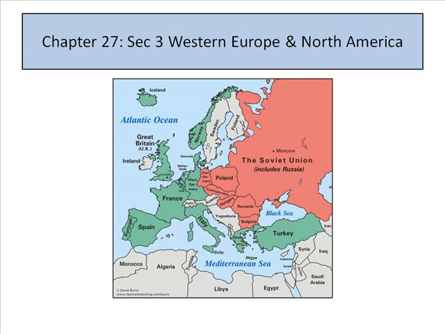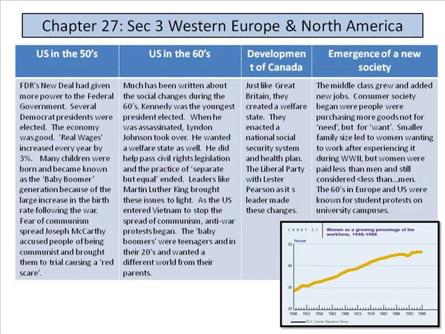And then we will look at this section right there, where we get to look at the United States in the 50s, 60s, the development of Canada, and the emergence of a new society. I have kind of cut through some of this stuff, but in the 50s, we still had FDR's New Deal giving more power to the federal government, which is kind of sad. Several Democratic presidents were elected and the economy was good.